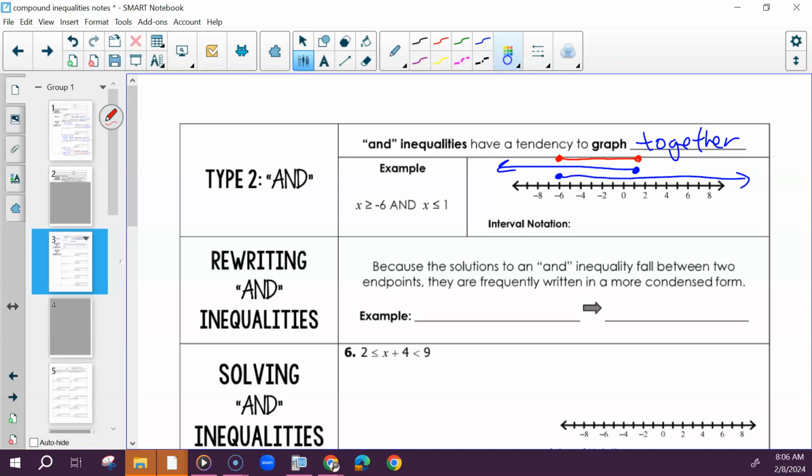And then when we write the interval notation, we're looking at where this starts and where this ends. These are both closed, so both brackets. And we disregard that they kept going towards infinity.